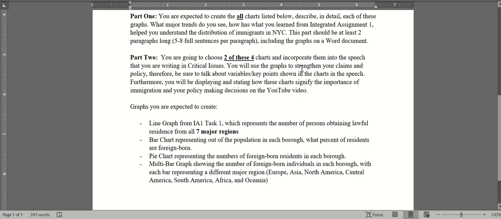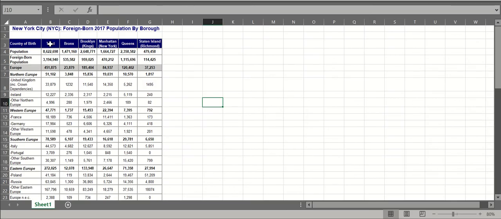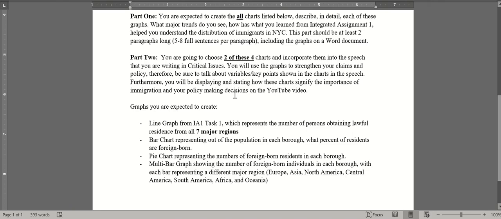You will use the graphs to strengthen your policy claims. Therefore, be sure to talk about the variables or key points in the charts. So make sure when you graph this, talk about the population or the different boroughs, talk about what you see, what trends you see, and whatnot in the graphs. So talk about them in your speech.